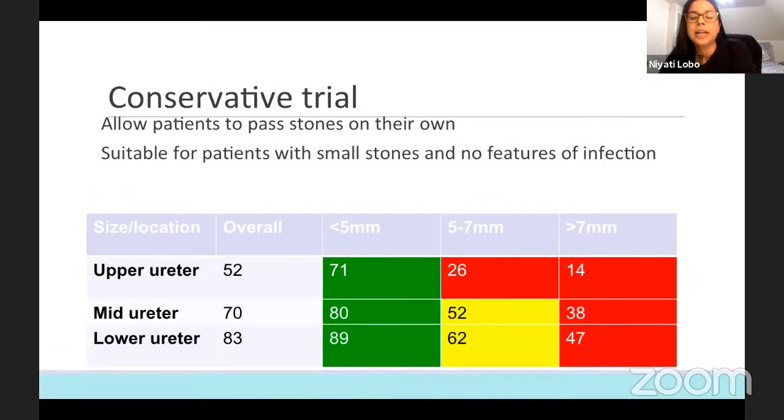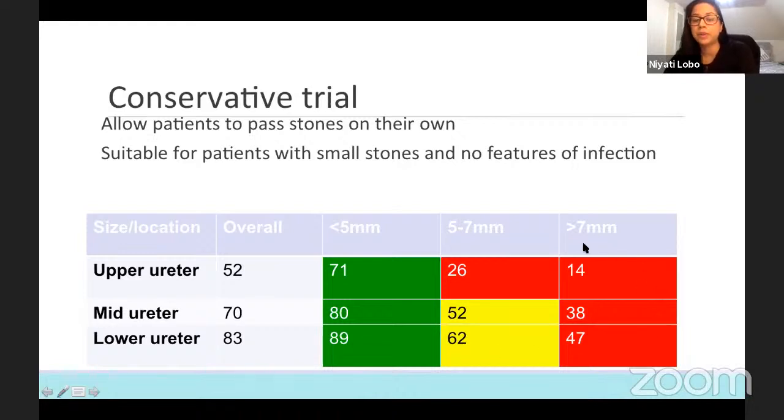Conservative trial is for patients who have small stones, and you can see here that two factors affect your ability to pass a stone: the size of your stone and the location of the stone. So one of the first MCQs was, what's your chance of passing a less than 5 millimeter distal ureteric stone? And you can see there that it is almost 90%. So if you've got a small, less than 5 millimeter stone in your lower ureter, you've got a 90% chance of passing that stone on your own.